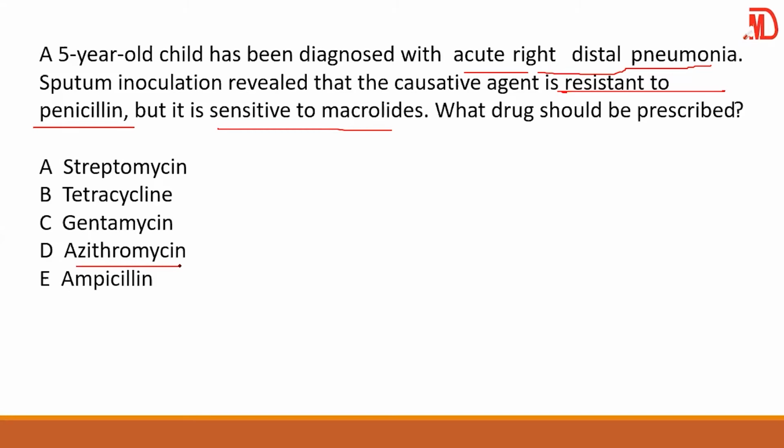Azithromycin. Ampicillin is also the same as penicillin. And we are saying that this penicillin is resistant, so you don't give penicillin again. But on a normal day, you're supposed to give what? Penicillin. But penicillin is resistant, so you don't give it again. So this one, you go for the macrolides. An example is azithromycin. Another example is erythromycin. I believe you have heard something like that. Erythromycin or azithromycin. So here, your answer is D.